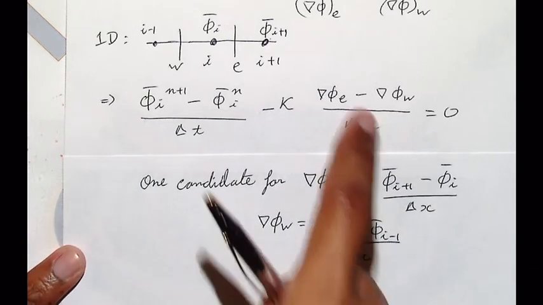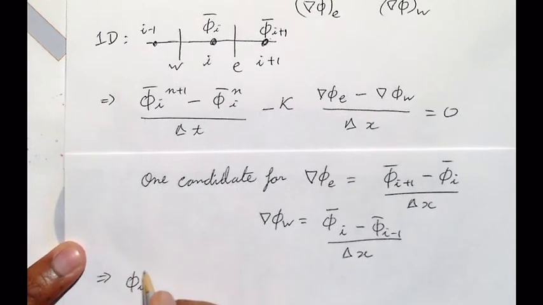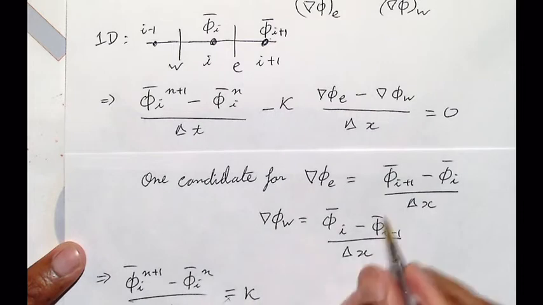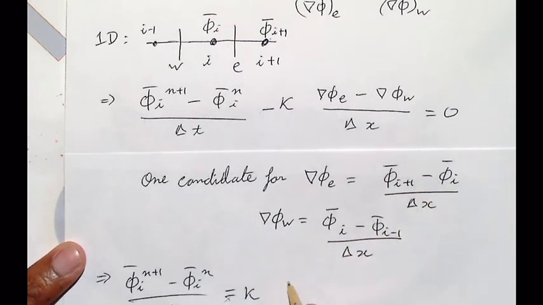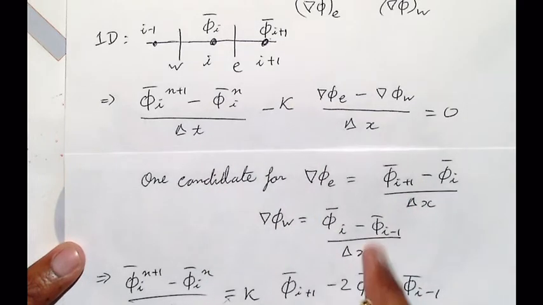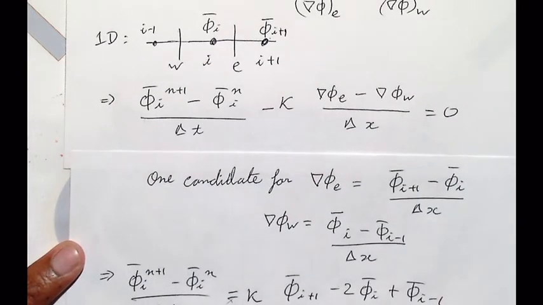Okay, and when we put this in here, what happens? Which implies phi I n plus 1 minus phi I n divided by delta t, minus, let's take it to the other side, kappa. What do I get inside? Phi I plus 1 minus 2 phi I n plus phi I minus 1. So I'm just substituting these two into this term. And we get delta x squared.